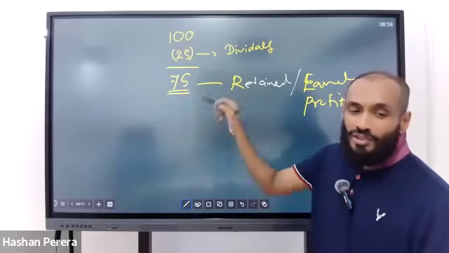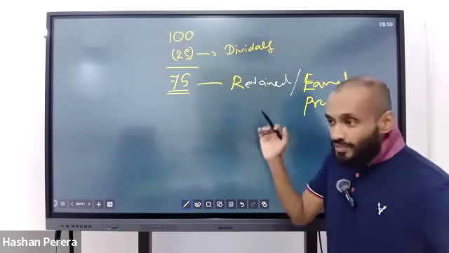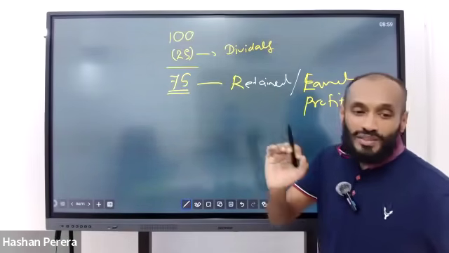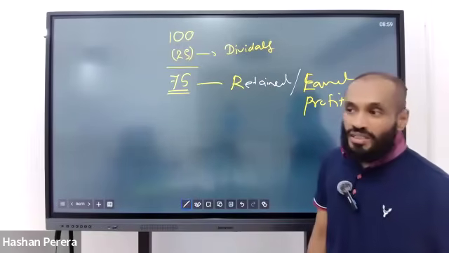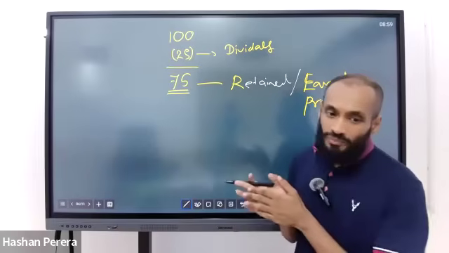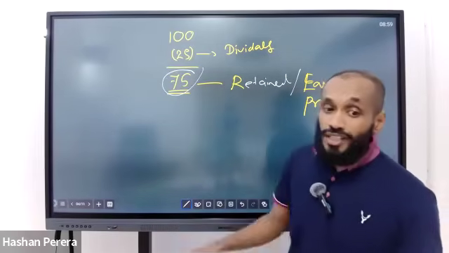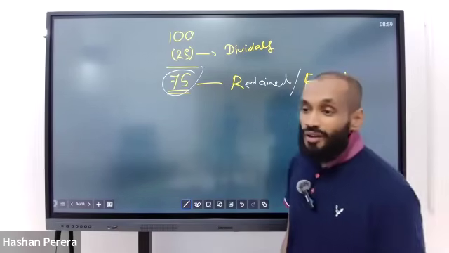Clear? Actually, this 75 belongs to whom? It also belongs to the shareholders or the owners. But we are keeping them without distributing to the shareholders. So this can also be one way we can use for financing.